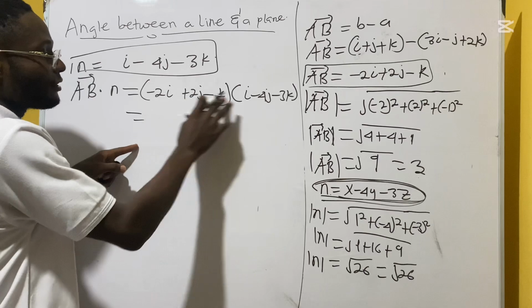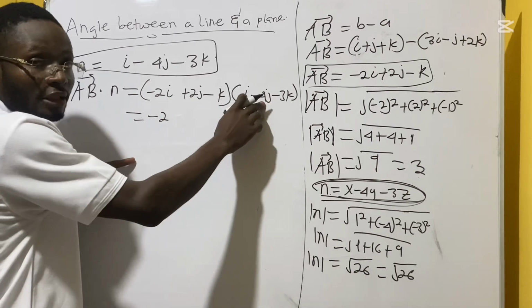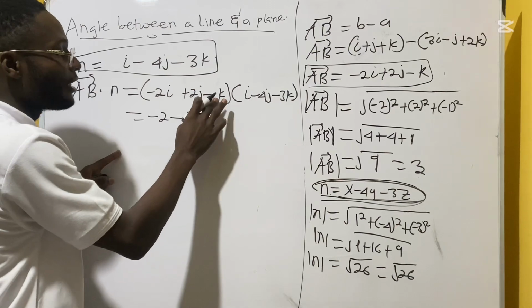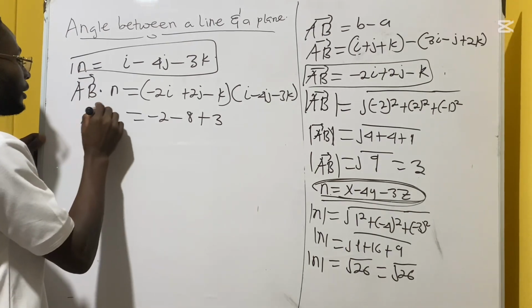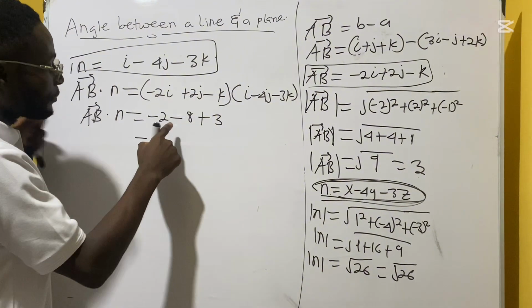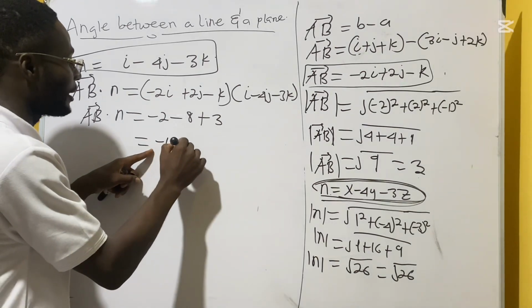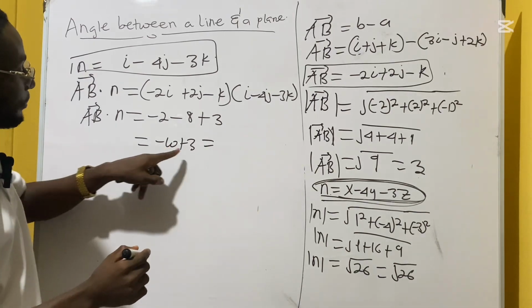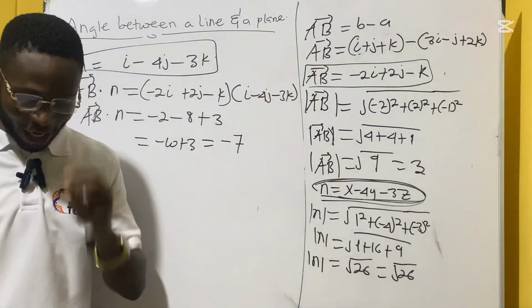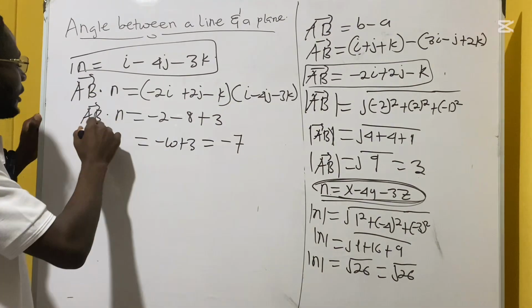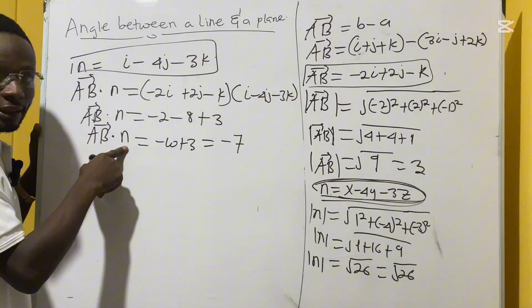So here, minus 2i times i becomes minus 2. Then 2j times minus 4j becomes minus 8. Then minus k times minus 3k becomes plus 3 over here. So we have position vector AB times n to be equal to minus 2 minus 8, which becomes minus 10. So minus 10 plus 3 becomes minus 7. Wow. So we have the value for the dot product of position vector AB and n.